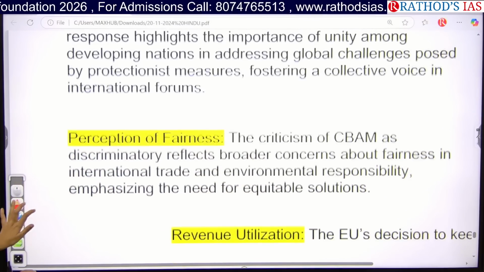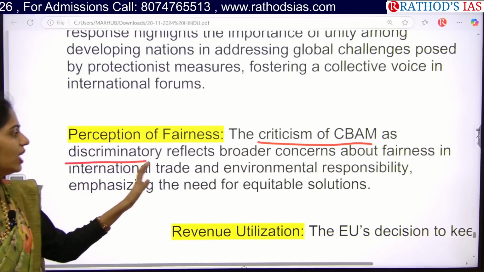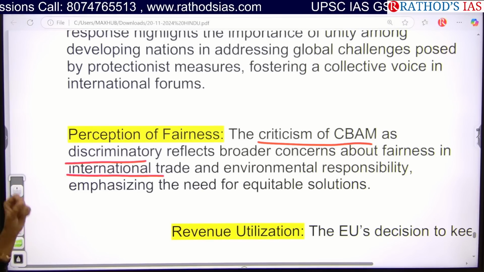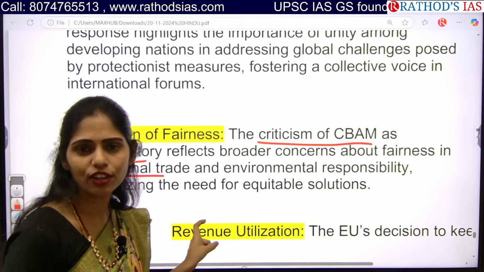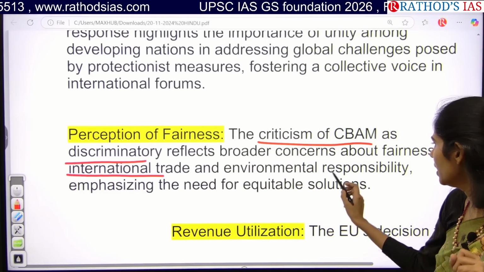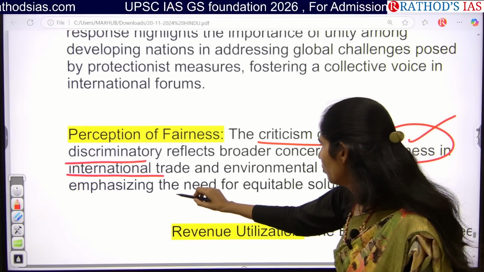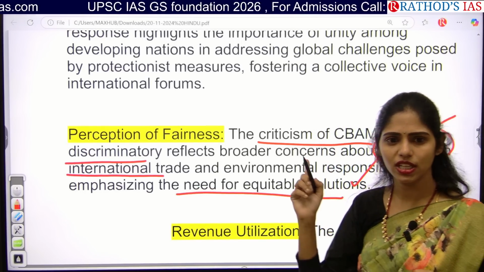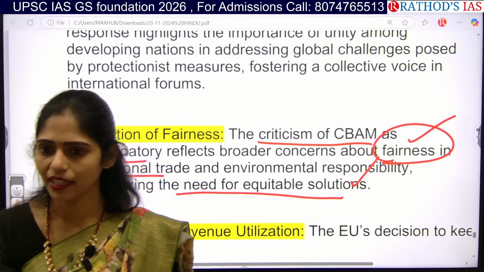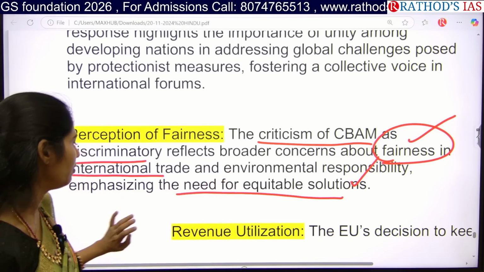Okay, next one is, if you are going for criticism of the CBAM as discriminatory, it reflects the broader concerns about the fairness in international trade. So actually European Union is the first to come up with this kind of imposition of tax on carbon emission on the products. So here, because of this, can we ensure fair and free trade? No. So we need equitable solutions, especially this should not be implemented equally for developed as well as developing countries. So we need to focus on equity, not equality. So this is the point which is focused here.